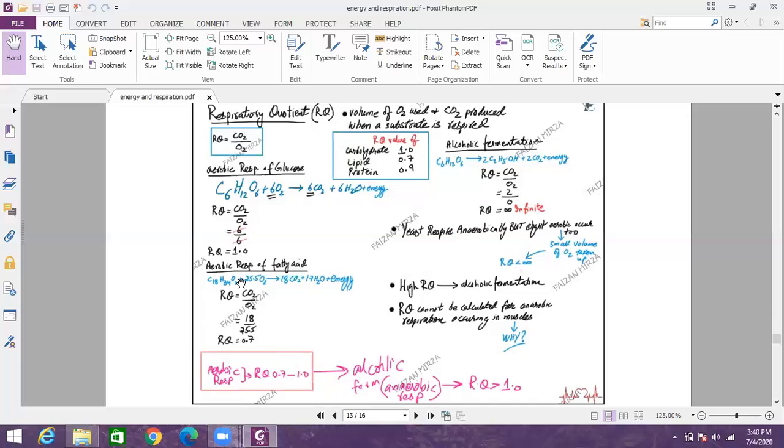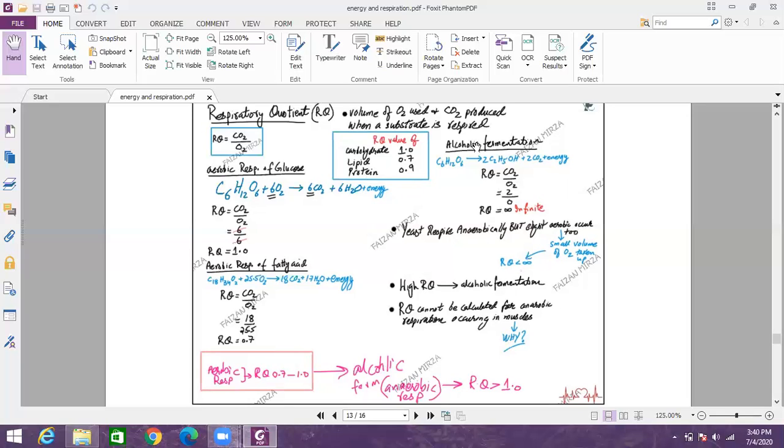Aerobic respiration of fatty acids, for example C18H34O2: you can see how many hydrogens are there, quite a few as compared to a typical carbohydrate. You combine it with 25.5 oxygen molecules, and 18 CO2 are produced, 17 water and energy. You apply the formula of RQ, CO2 upon O2, 18 divided by 25.5, and the RQ value comes out to be 0.7. The 0.7 value is for lipids, so yes, lipids are being respired here. As I told you, proteins are hardly respired, so you can just learn this value. Normally, proteins are not respired in normal circumstances.